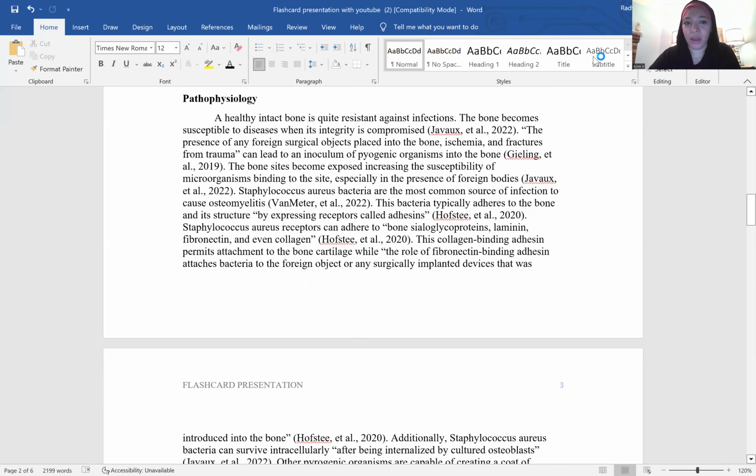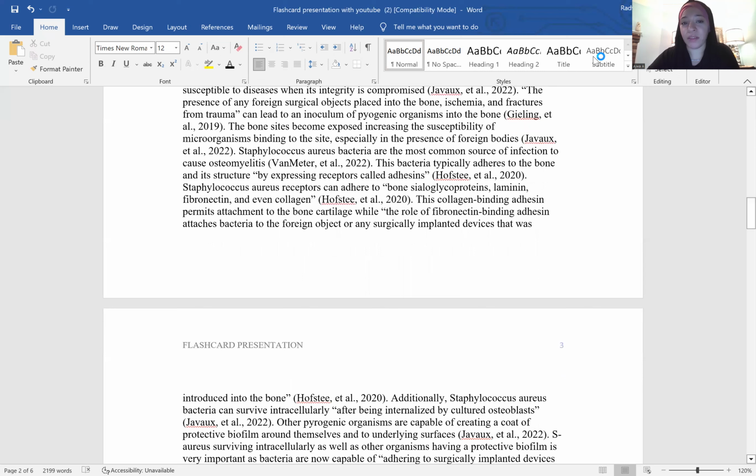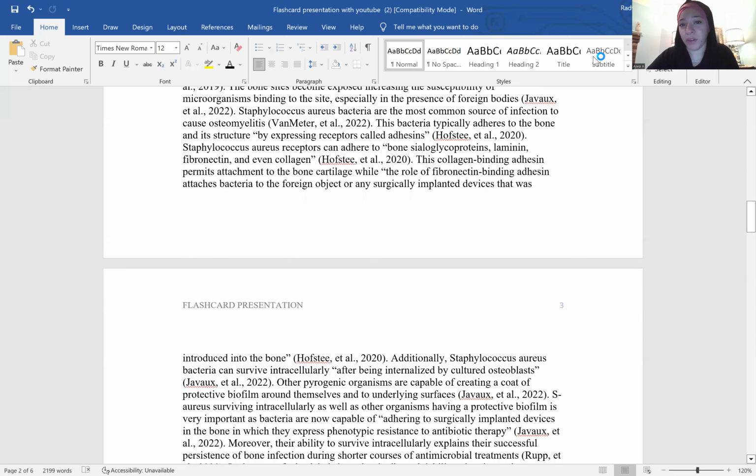The pathophysiology. A healthy intact bone is quite resistant against infections. The bone becomes susceptible to disease when its integrity is compromised. The presence of any foreign surgical object placed into the bone, ischemia, and fractures from trauma can lead to the influx of pyogenic organisms into the bone. The bone sites become exposed, increasing the susceptibility of microorganisms binding to the site, especially in the presence of foreign bodies. Staph aureus bacteria are the most common source of infections to cause osteomyelitis.